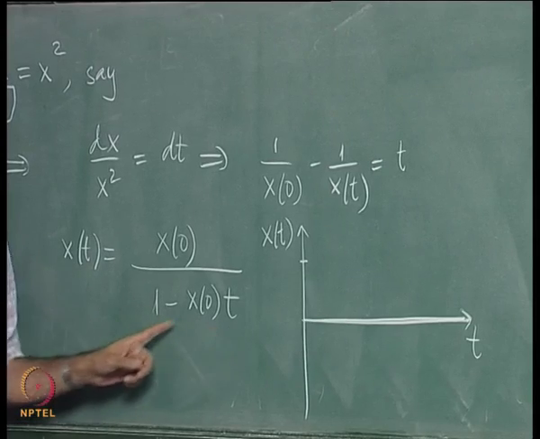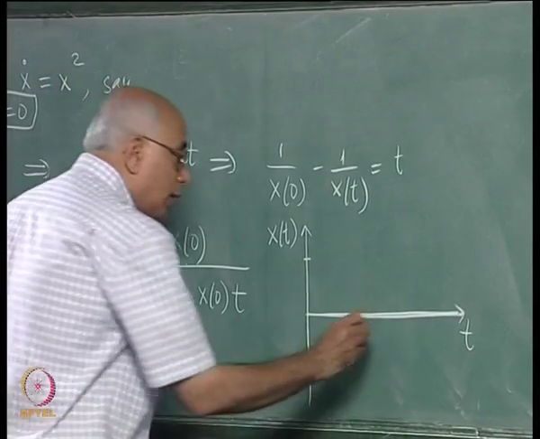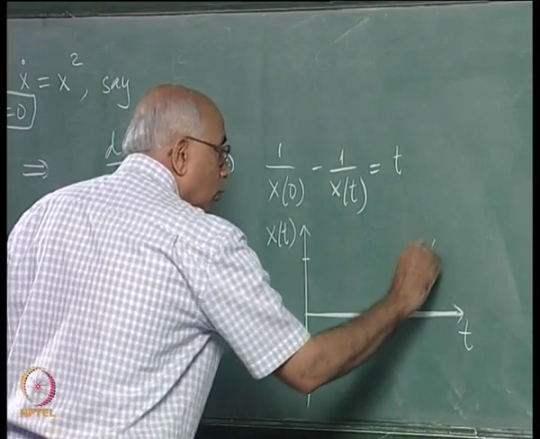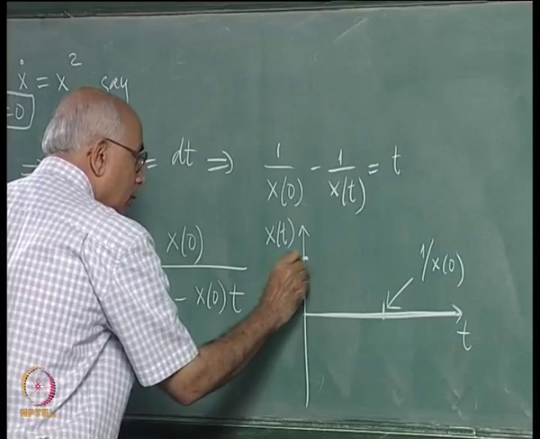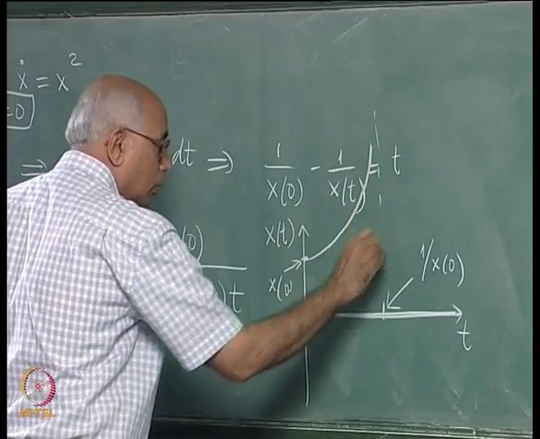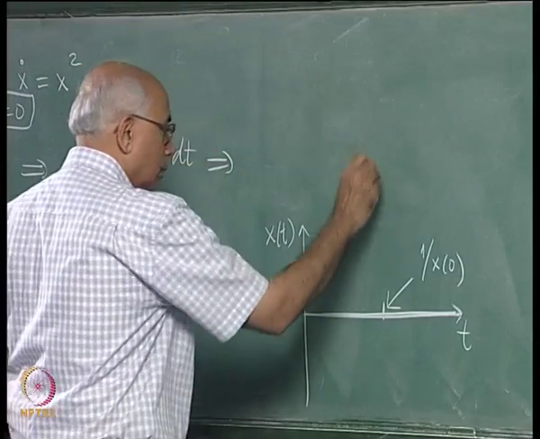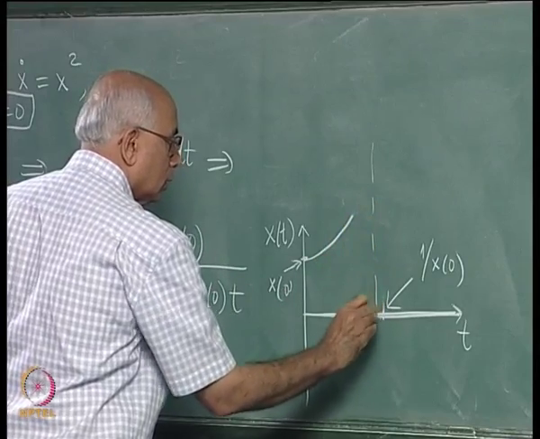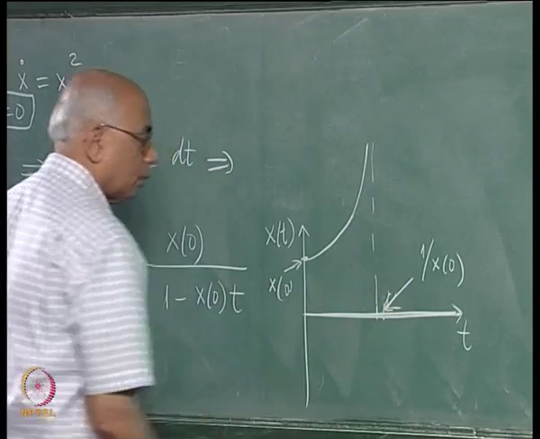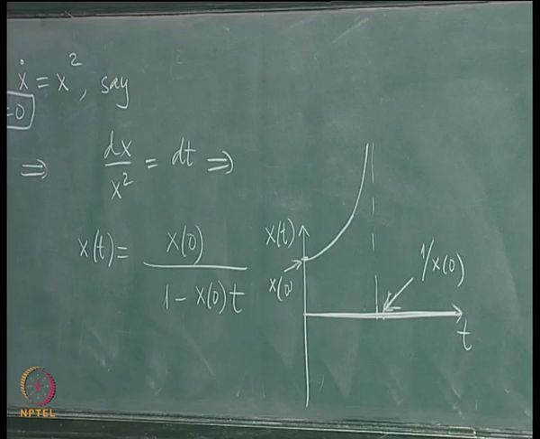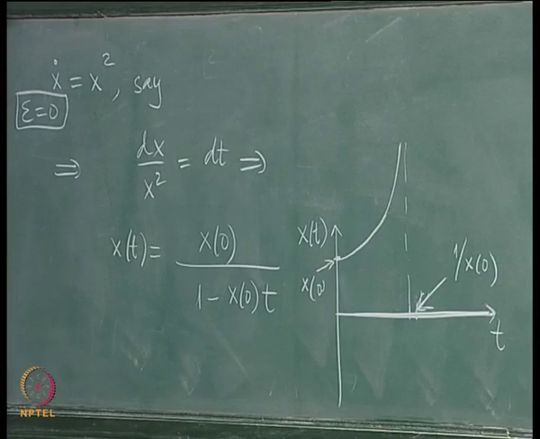It is clear that it would diverge at some t. It would diverge at t equal to 1 over x0. So at some finite t, which is 1 over x of 0, if I start with x of 0 here, this solution would in fact diverge to infinity. So we can get rid of this. This is this point, and it would diverge. So this phase point disappears to infinity in a finite time.